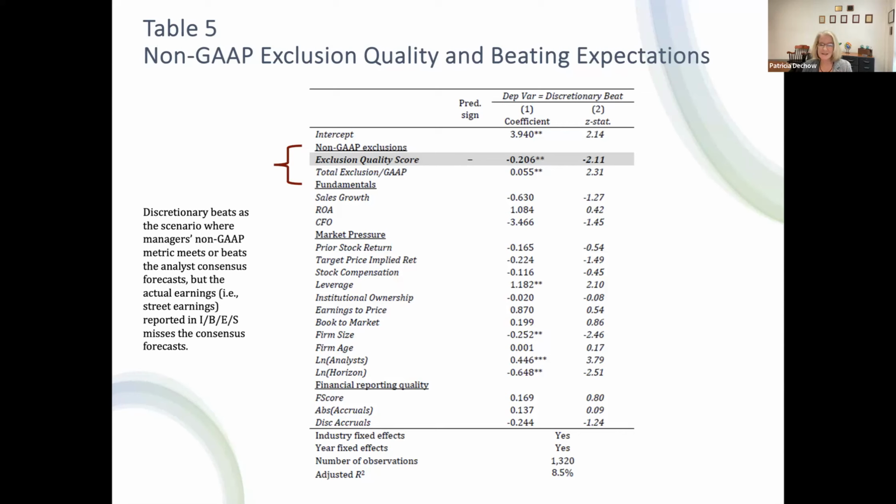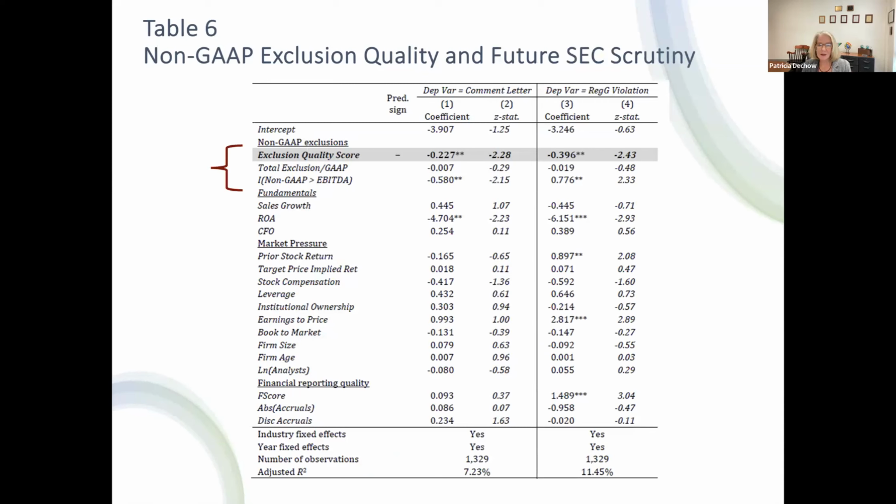And we find evidence consistent with this, more likely to beat if you've got a low quality score, suggesting that they might be adding a few extra things that we classify as low quality. And then we look at comment letters and Reg G and find that low quality ones are more likely to get future Reg G violations or have some comment letters. So that's kind of interesting, I thought.